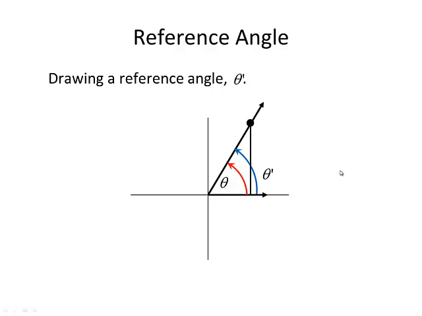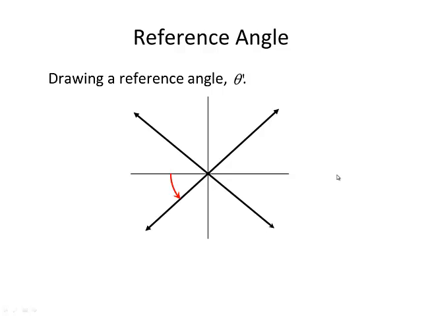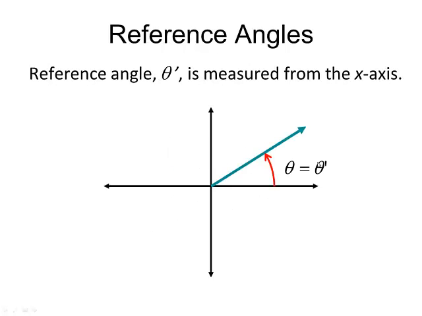All right. If you're doing it right, your reference angles should always look like this, like a bow tie. Okay, don't draw it over here. It always goes back to the x-axis, like a bow tie. So the reference angle is measured from the x-axis. Okay, so right there, there's your reference angle.